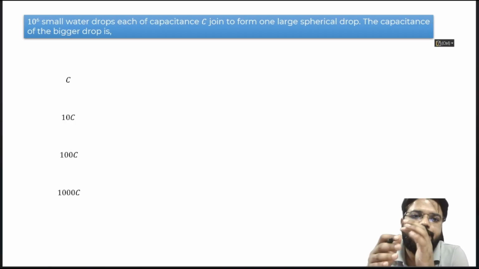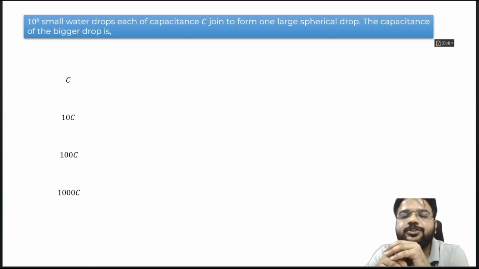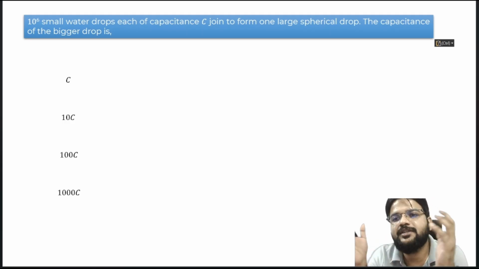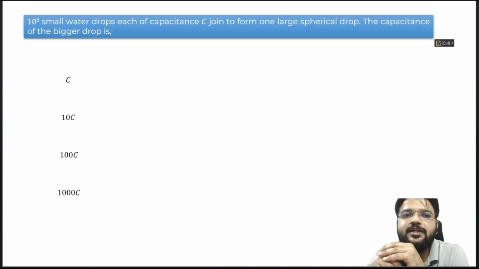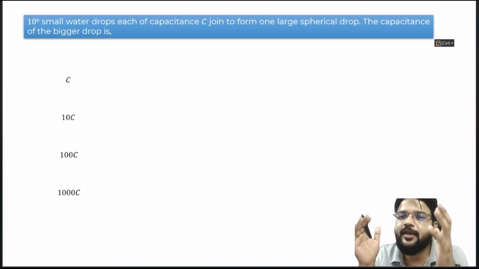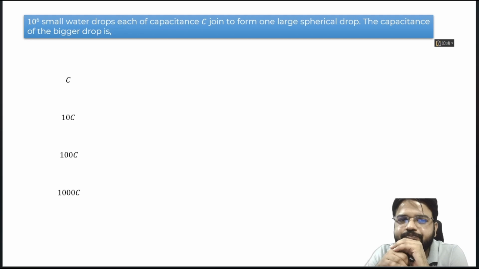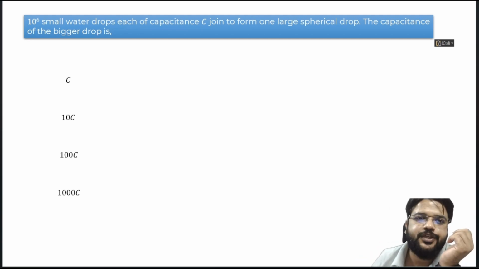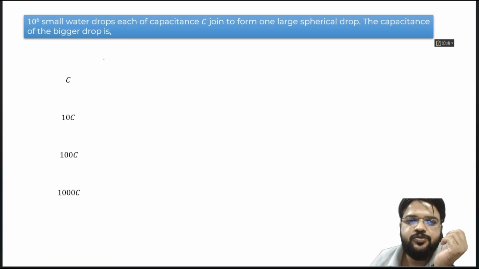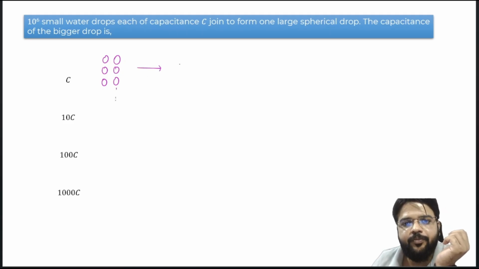Let's see the next question. 10 raised to 6 small water drops, each of capacitance C, are joined to form one large spherical drop. The capacitance of the bigger drop is, so here we want the capacitance of the bigger drop. Let's see how we can do this question. In this question we have 10 raised to 6 small drops. Correct. We are combining all these drops and making one big drop here. Let's suppose the radius of the big drop is capital R and the radius of the small drop is small r, everyone.